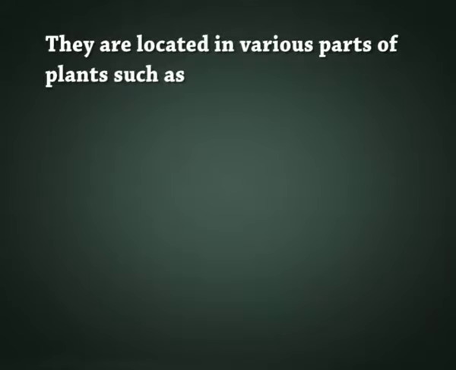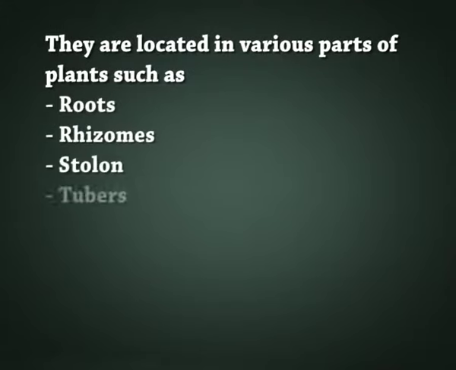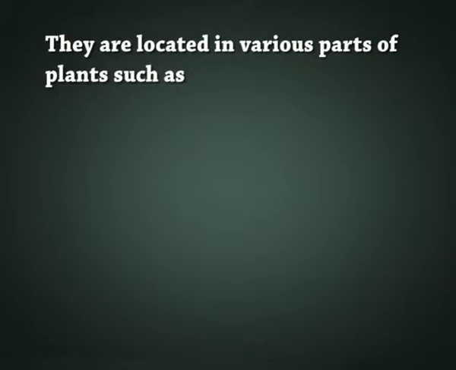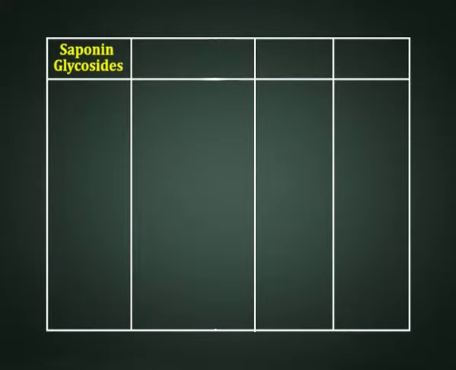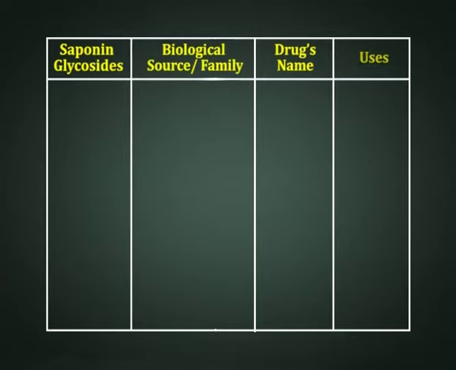They are also located in various parts of the plant such as roots, rhizomes, stolons, tubers, stems, leaves, flowers, seeds, as well as fruits. Some of the important plant sources containing saponin glycosides are given on your screen. Few of the saponin glycosides with their drugs, their biological sources as well as uses.